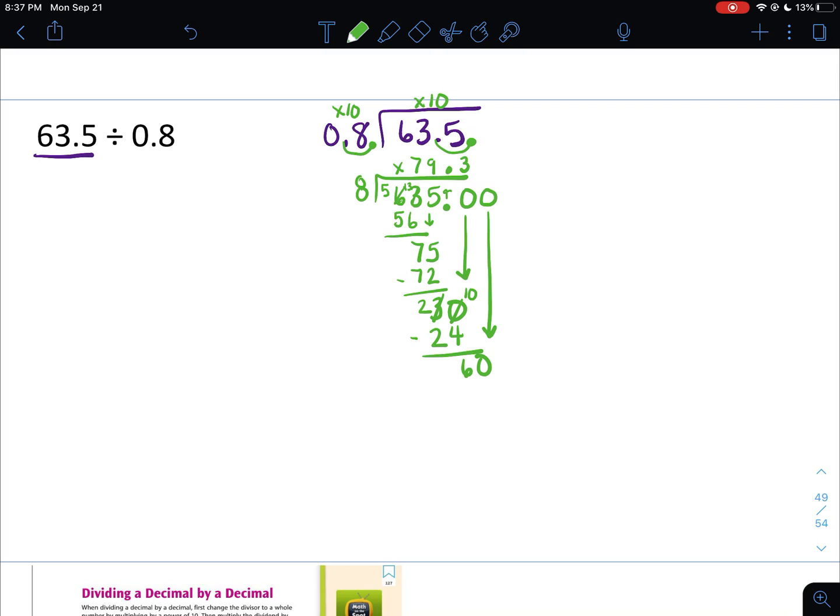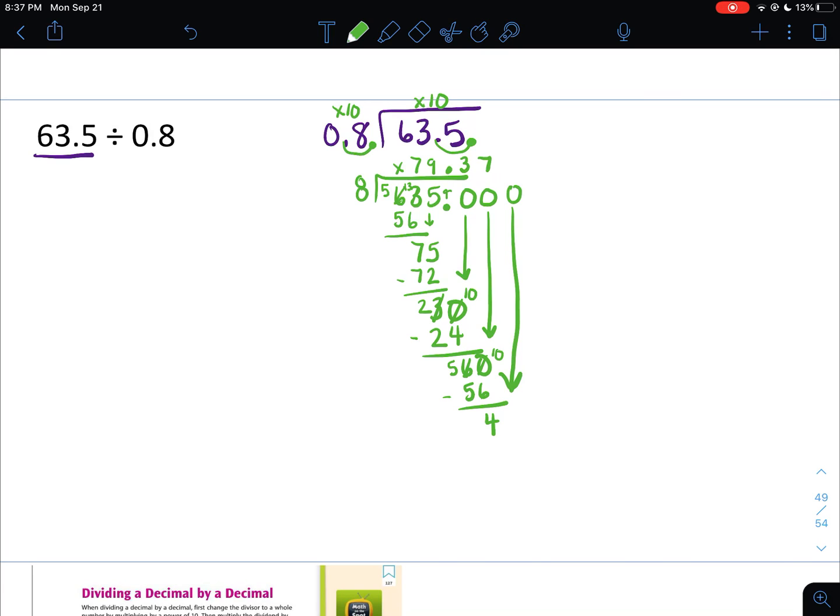Bring it down. How many times does 8 go into 60? 8 goes into 60 7 times. 8 times 7 is 56. 0 minus 6 you cannot do, so you borrow. 10 minus 6 is 4. 5 minus 5 is 0. Still have a remainder. Tack on another 0.